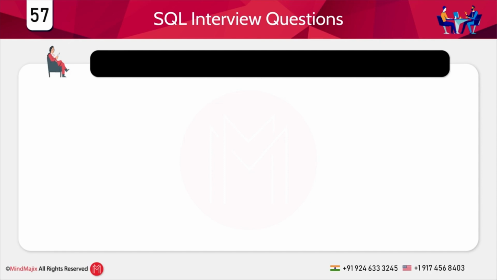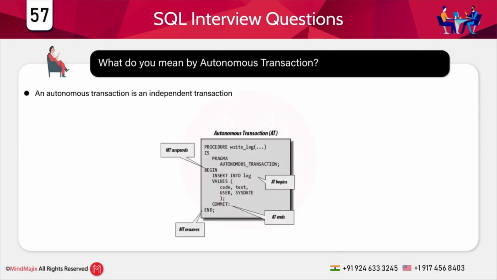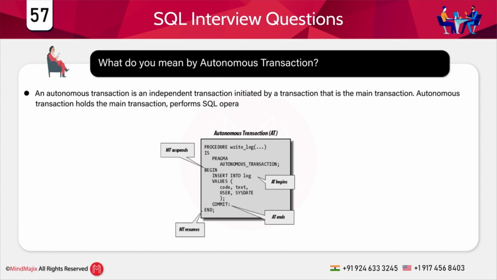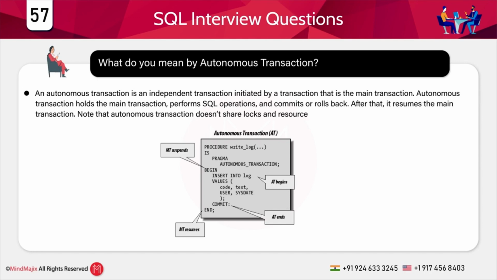The next question over here is, what do you mean by autonomous transaction? An autonomous transaction is an independent transaction initiated by a main transaction. It holds the main transaction, performs SQL operations and commits or rolls back. After that, it resumes the main transaction. Here you must note that an autonomous transaction doesn't share locks and resources with the main transaction.